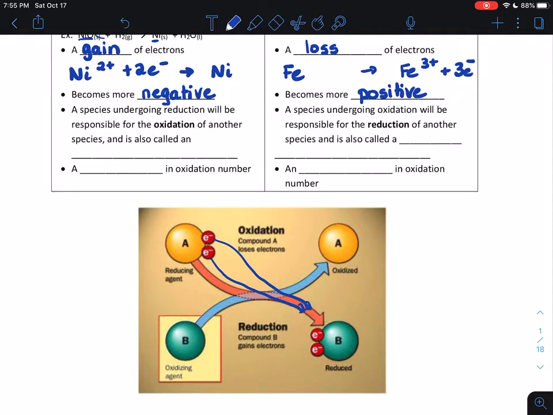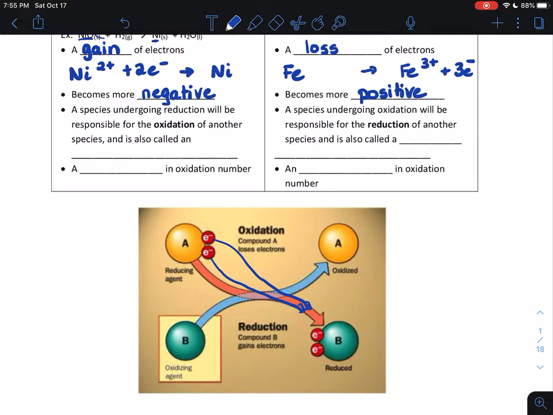But do you see that it caused substance B to be reduced? So atom A underwent oxidation, and in the process, it reduced substance B. So we call substance A a reducing agent. I know, it's confusing. So if an atom is undergoing oxidation, it's a reducing agent.